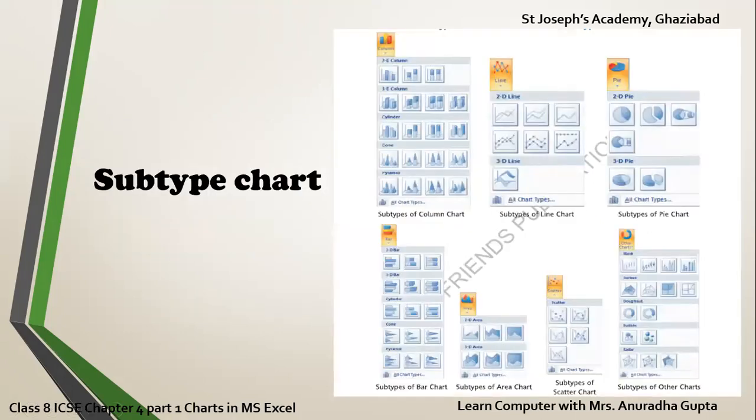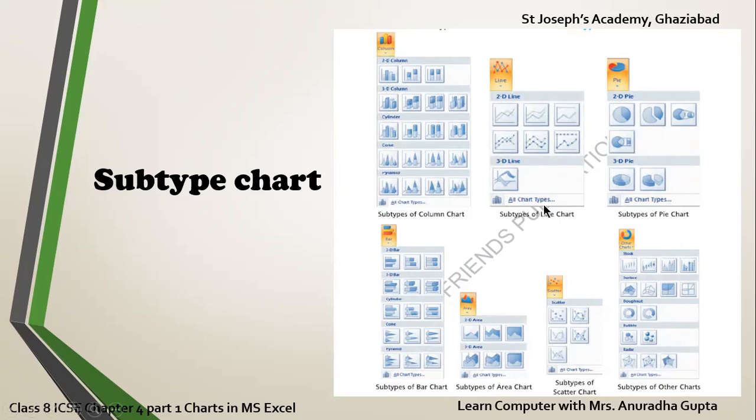Now we move on to one more heading here, that is subtype chart. Students, please note down, this is not any type of chart. Here you are going to learn subtypes of each type of chart. Let's start with the first type of chart, that is column chart. Column chart has its subtypes like 2D column, 3D column, cylinder, cone, pyramid.